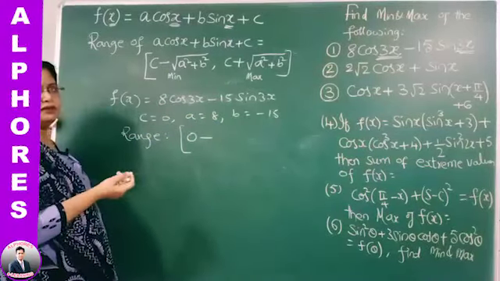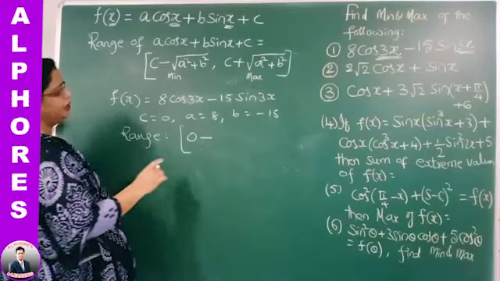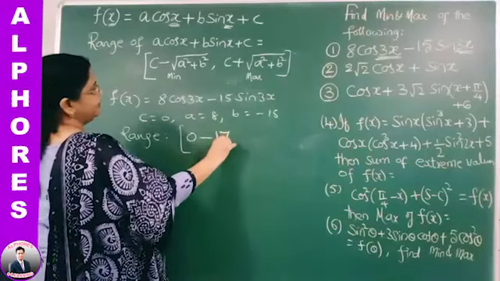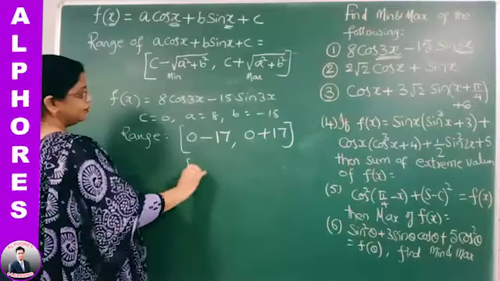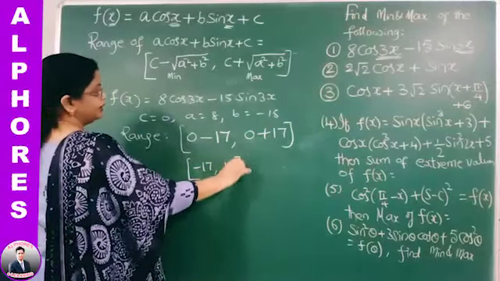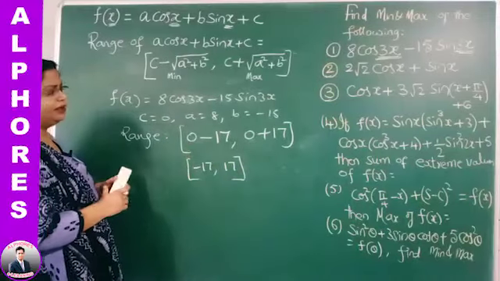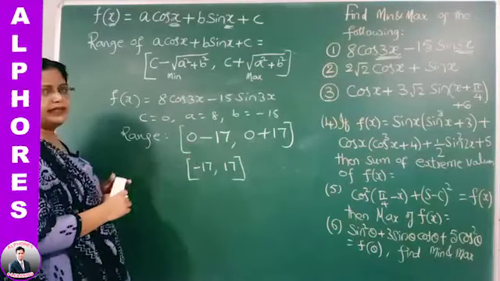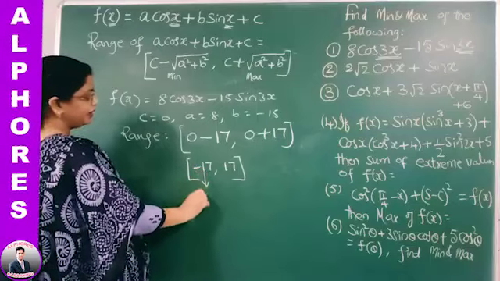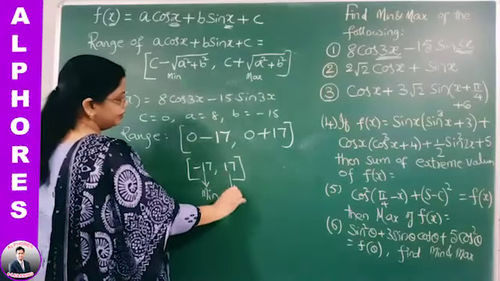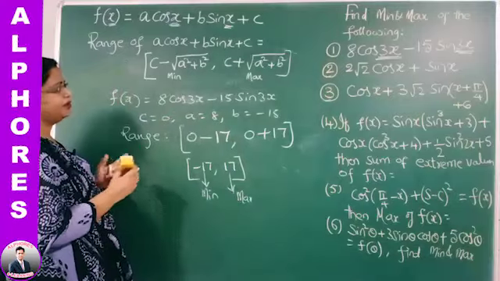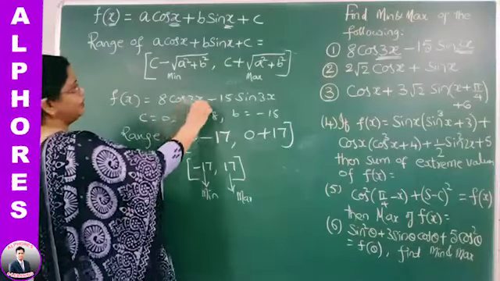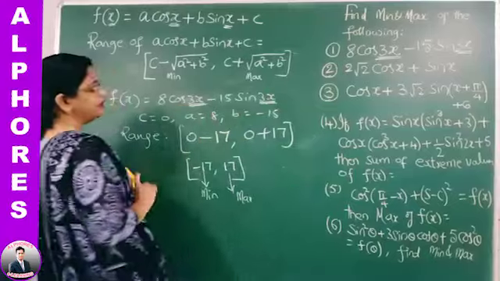You know what is the value? It is nothing but 17. Therefore 0 minus 17 comma 0 plus 17. Hence what is the answer here? Minus 17 comma plus 17. Got it? Therefore this is our minimum value and this is the maximum value of the given expression.